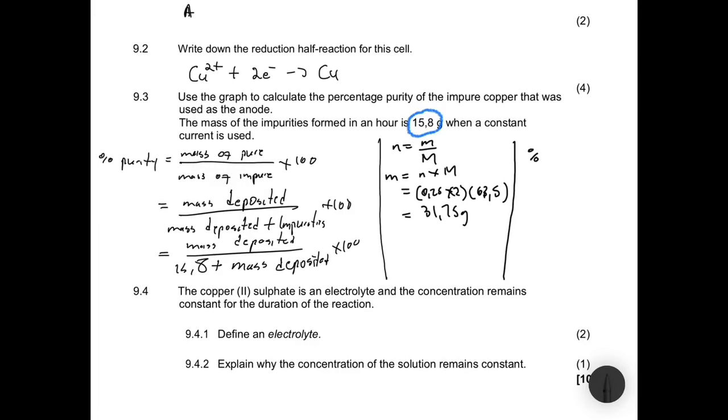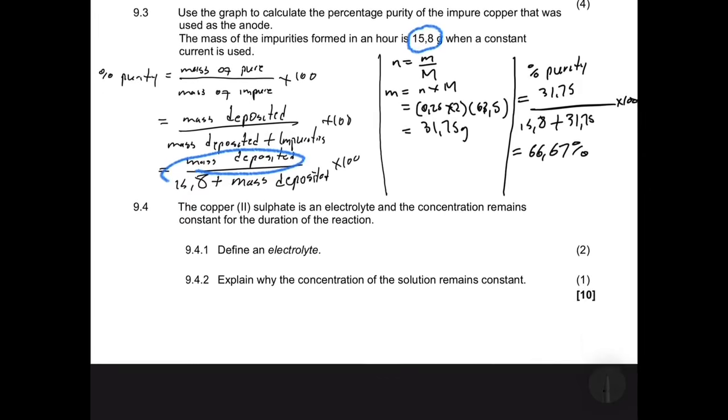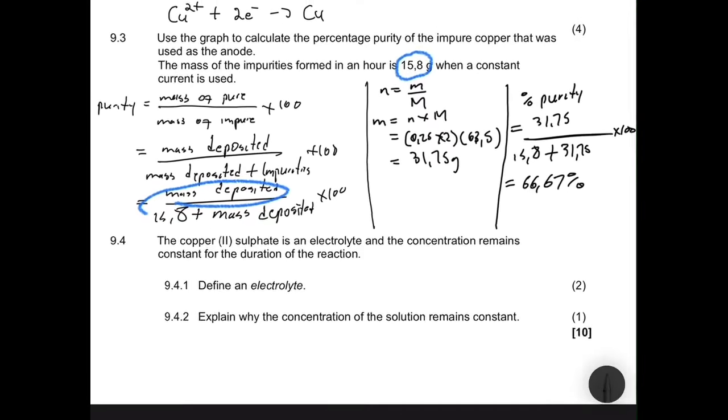Our percentage purity will then be equal to 31.75, which is the mass deposited, divided by 15.8, which is the mass of the impurities, plus the mass deposited again, which is 31.75, multiplied by 100. If you punch that in your calculator, that will give you 66.67%.